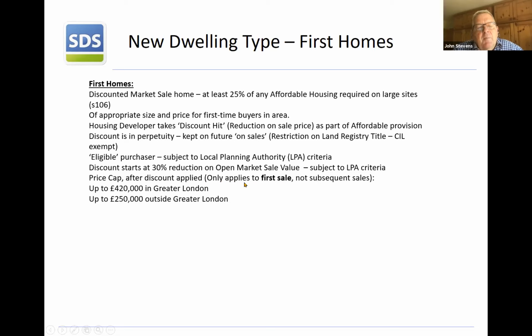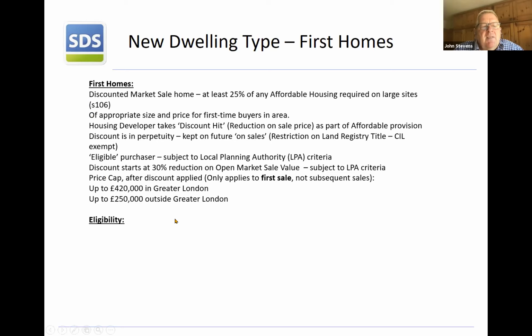So if the first purchaser moves property and wants to sell the property, the cap doesn't apply, but the agreed discount does apply. So the property can go up in value, but it would still have the original discount attached to its resale. That's what I'm trying to get over here. So the cap, these are the caps at the moment, but they can again be changed or adapted by the local planning authority.